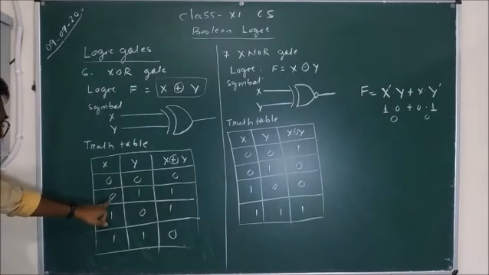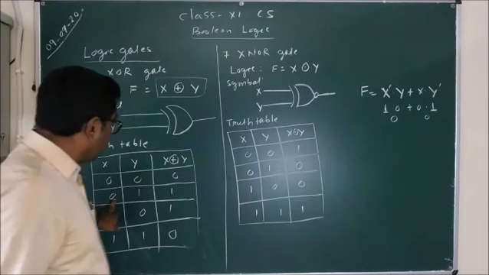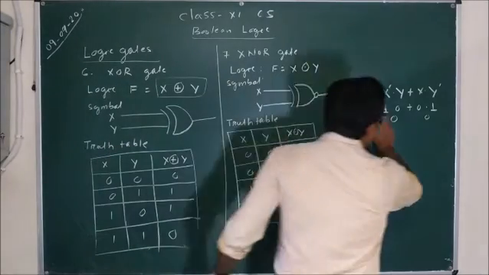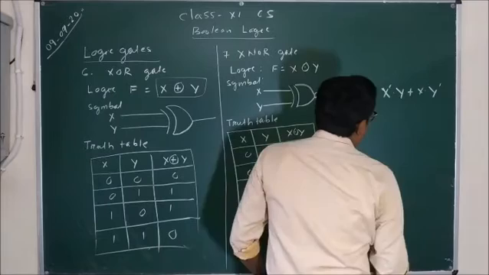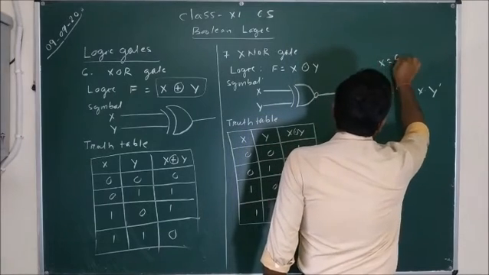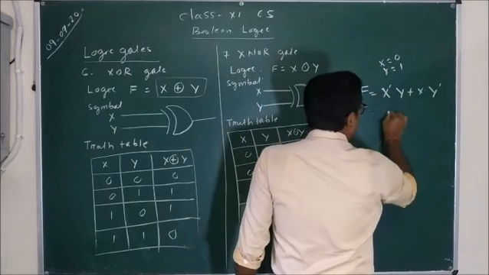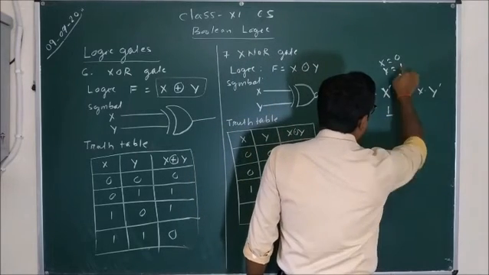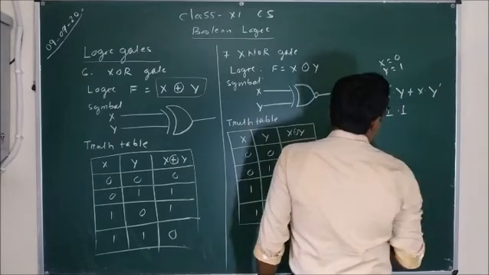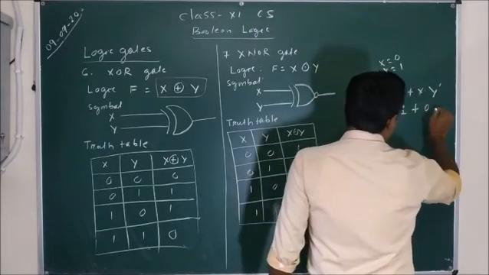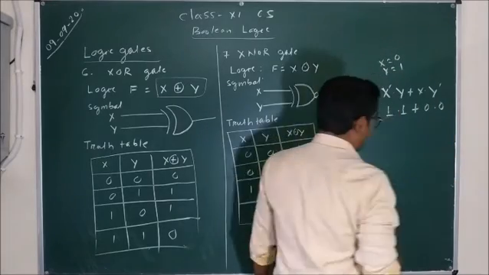Now come to the second value, that is X is equal to 0 and Y is equal to 1. Then X dash becomes 1 over here, so X dash dot Y is 1 dot 1, plus X dot Y dash is 0 dot 0.